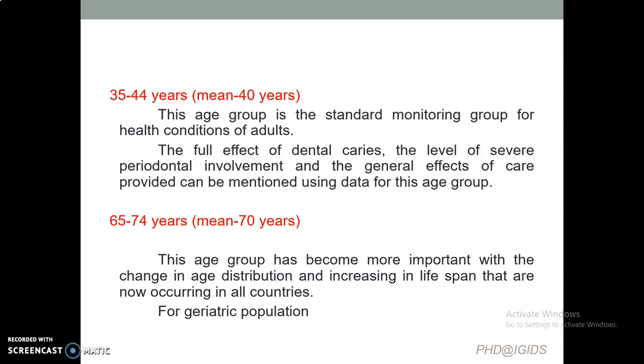So in total, there are 5 different age groups recommended by WHO which can be used to study oral health conditions. And this recommendation is again to ensure uniformity as well as to enable comparison among different countries. So the 5 age groups are 5 years, 12 years, 15 years, 35 to 44 years and 65 to 74 years. This can be asked as a short note question.